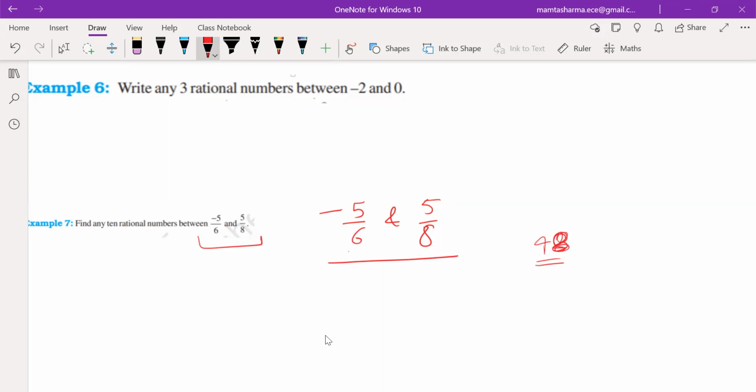Now, which number is to be multiplied with 6 to make it 48? 8, ma'am. So you multiply both sides by 8 for minus 5 by 6, and here also both sides by 6. Our denominators are equal: minus 40 by 48 and 30 by 48.